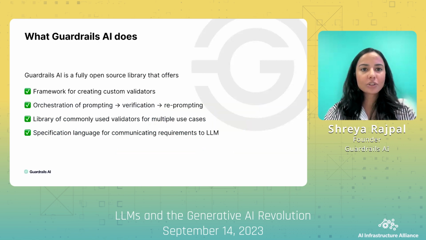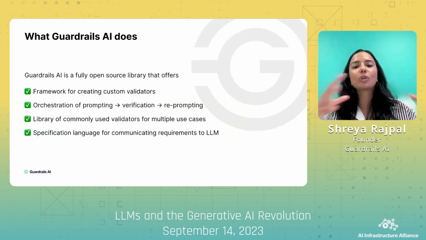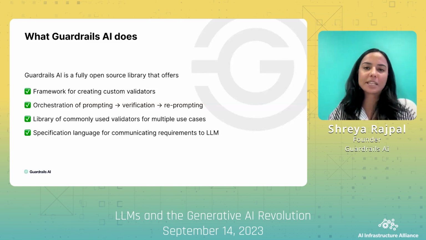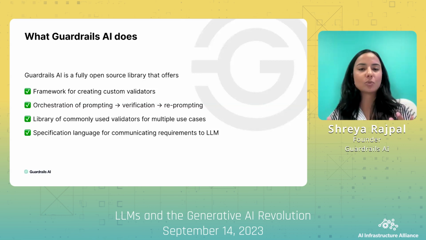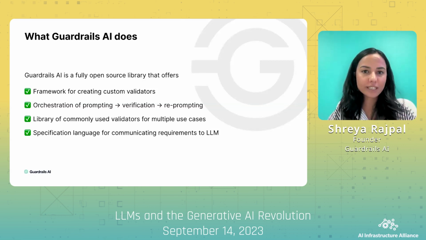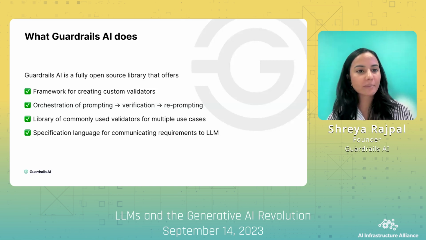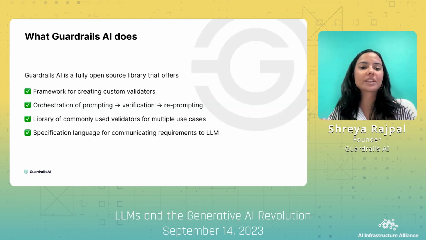So in this whole framework of how to build a much more robust, much more performant AI application, what does Guardrails AI offer you? Guardrails AI is a fully open source library that offers, first and foremost, a framework for creating custom validators for your application. Secondly, it allows you to orchestrate the entire prompting, verification, and reprompting of an LLM.